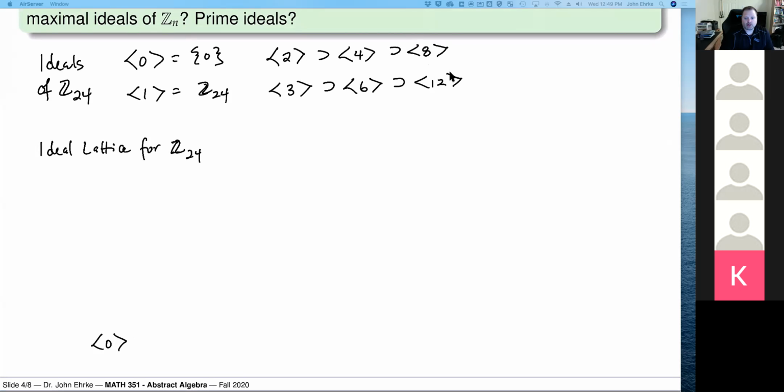There are only 2 elements in the principal ideal generated by 12. It's the elements 0 and 12. The principal ideal generated by 8 is 0, 8, and 16. So you've got 12 as one of them, and then you've got 8 as another.